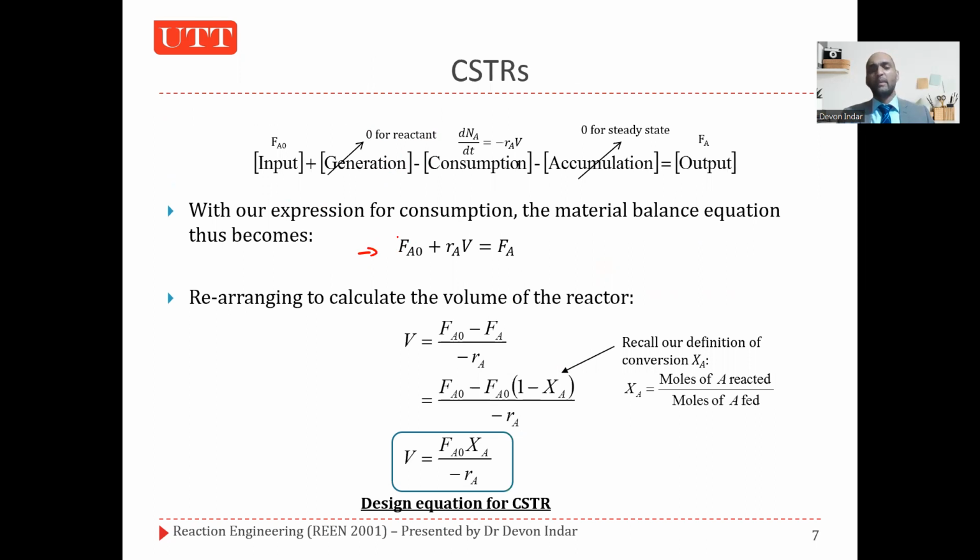Now, typically when you're designing reactors, you want volume as a function of conversion. So what we need to do is make volume the subject of the formula, which we've done here. And we need to make this a function of conversion. So what we did was we just substituted our expression for FA being FA0 into 1 minus XA. And what you'll realize when you expand out this bracket is this minus FA0 drops with this one. So that's how we end up with this equation here. This is the design equation for a CSTR, and it is very important. It's one that you should remember.